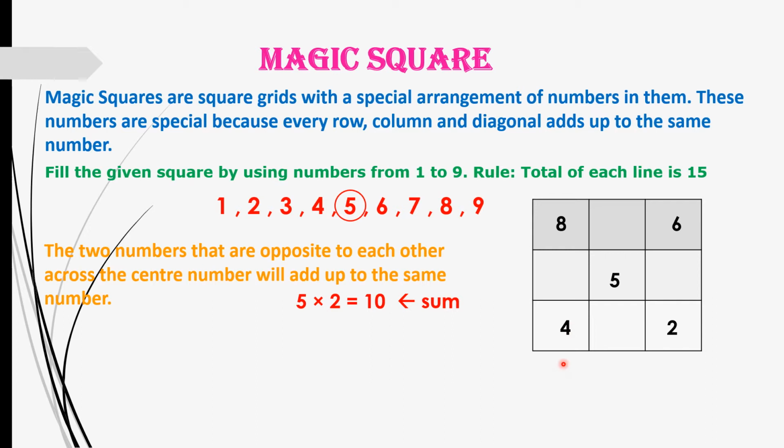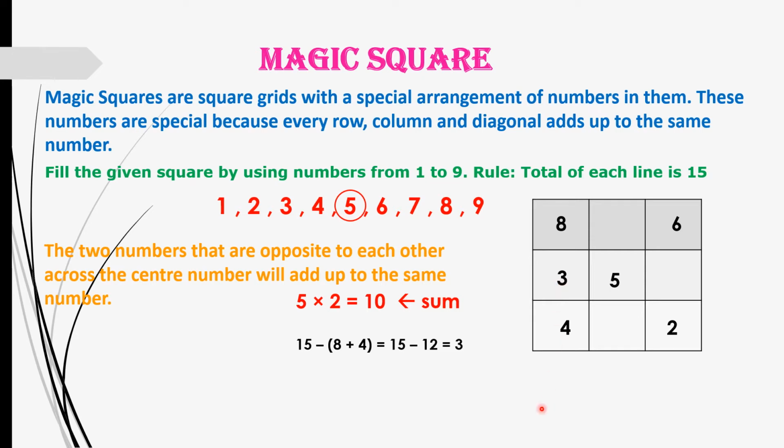I have given you the rule: the two numbers that are opposite to each other across the center number will add up to the same number, and that number is 10. So 6 plus 4 is 10, and 4 is written opposite of 6. Okay, I have 6 and 4. Then you can see 8 is already written there. So when I add 8 and 4 and subtract 12 from 15, my answer is 3. So I can fill 3.